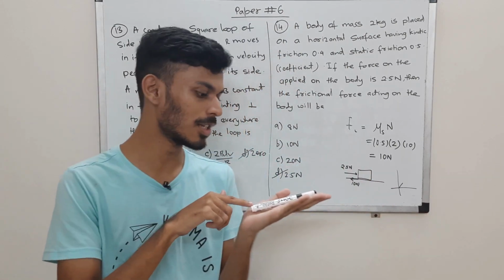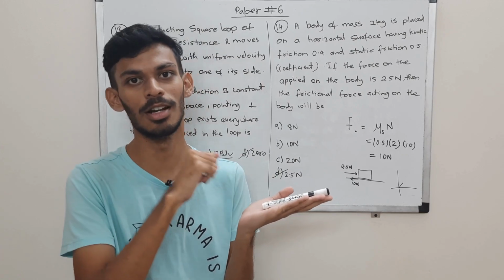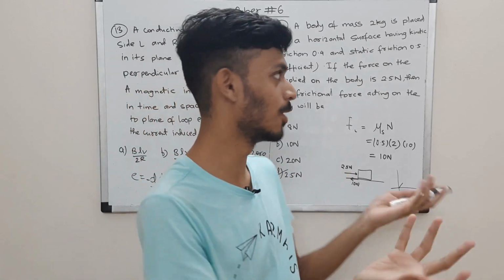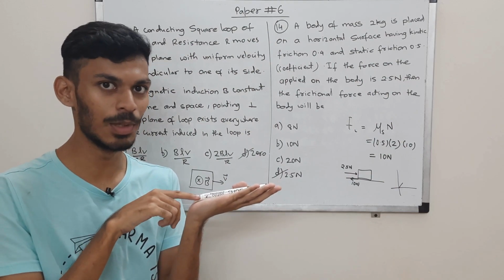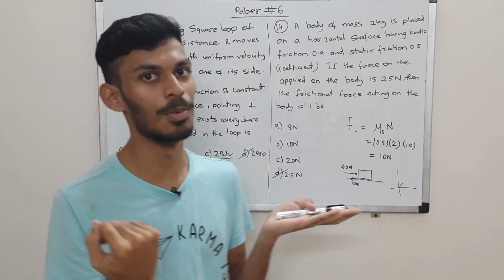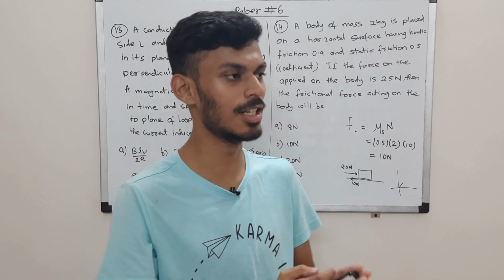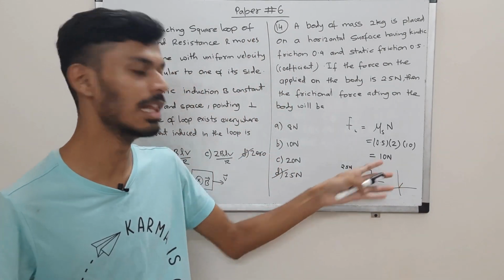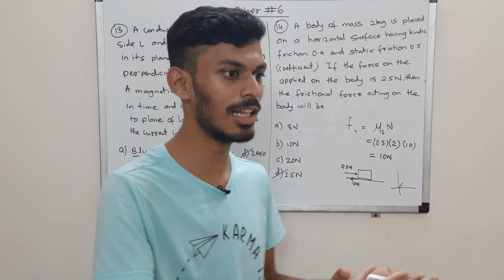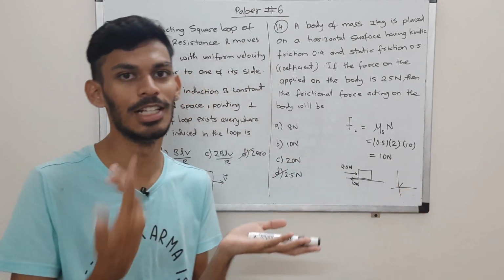So if you apply a force greater than 10 newtons, then only the body will move. If you apply a force less than 10 newtons, an equal and opposite force will be generated by friction, and that will cancel the force, up till 10 newtons. If you apply greater than 10 newtons, of course your body will start moving.